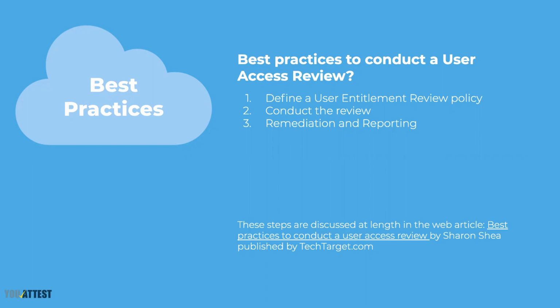So the process for conducting an effective review, it actually seems fairly straightforward. There really are 3 basic steps. But when you really get into it, there's a lot of things which need to be done, need to be addressed, or need to be considered at the very least. Full disclosure, I actually found this article listed here, Best Practices to Conduct a User Access Review. It's written by Sharon Shea, and it's actually published on techtarget.com. I found it to be very helpful, in my review, and I kind of fell back to it to help with preparation for this webinar.